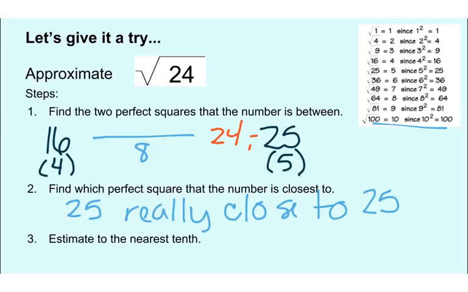So when I estimate it to the nearest tenth, I know that it's probably going to be about 4.9. Remember, it can't be over 5, and it's really, really close to 25. So I'm going to estimate it at 4.9. Now let me check it on my calculator. 24 square root. Actually, it's 4.898979, blah, blah, blah. So I'm really, really close, and that's close enough.